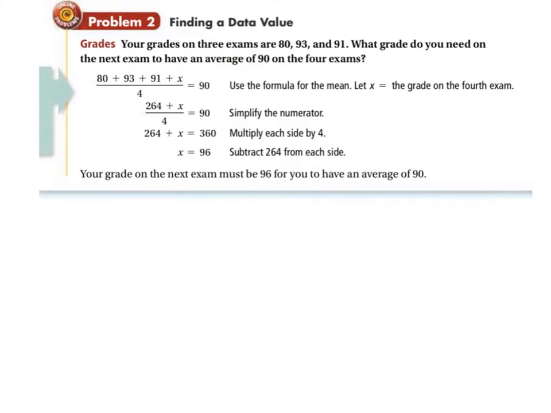Now we could have greater than or less than or equal, which you've seen on quizzes and tests. Then we just solve. Add up the ones you know, and then it becomes a multi-step equation. I go ahead and I multiply off my 4, subtract off my 264, and I have to have a 96 to reach that 90 this time. 96, or better if you want higher.